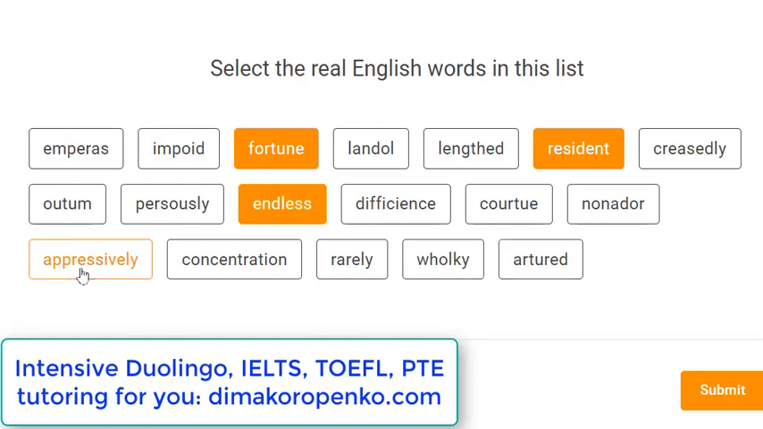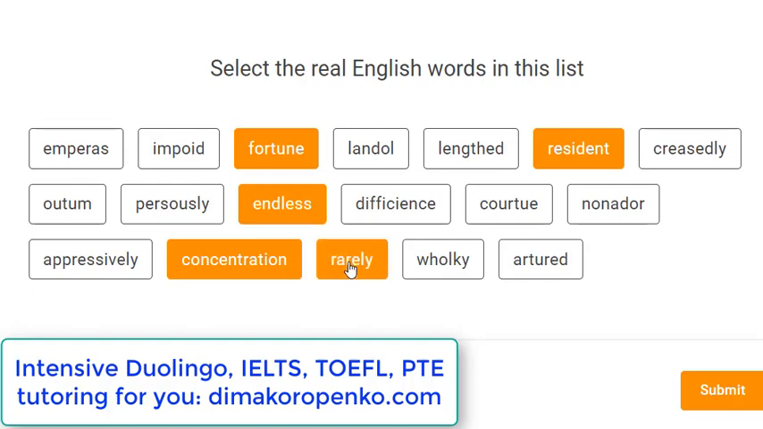Oppressively. If it was something like aggressively, then yes, but no. Concentration, of course. Concentration, very nice. When you concentrate, you focus upon something. So this is a noun derived from that with the help of the suffix tion, no, suffix shin, let's say like that. Rarely, yeah, seldom, rarely, meaning not often, yeah. Wholky, no. Arted, archered, no.